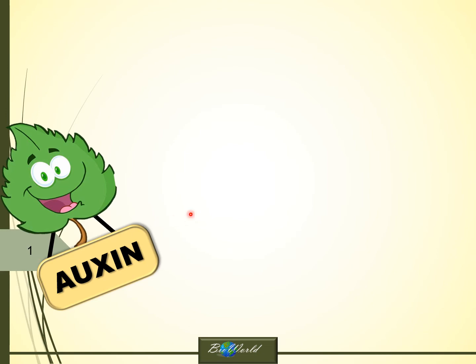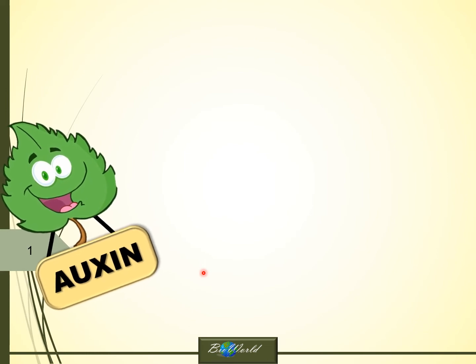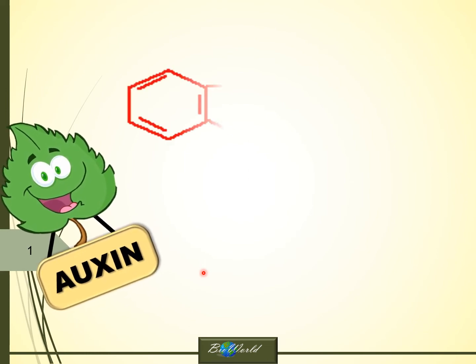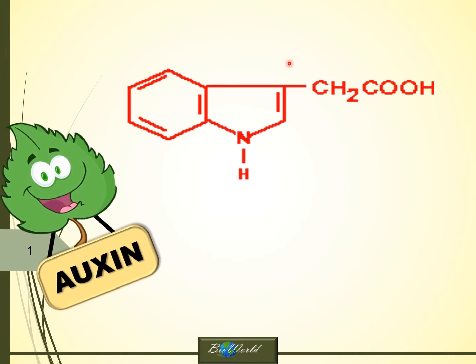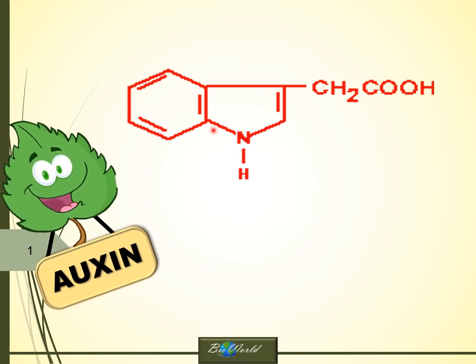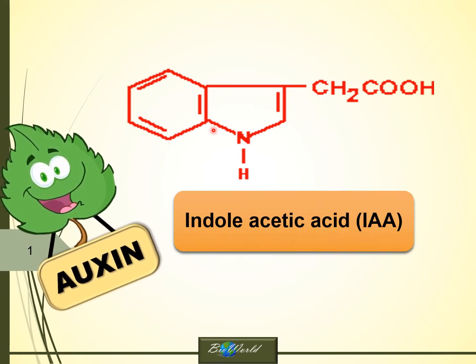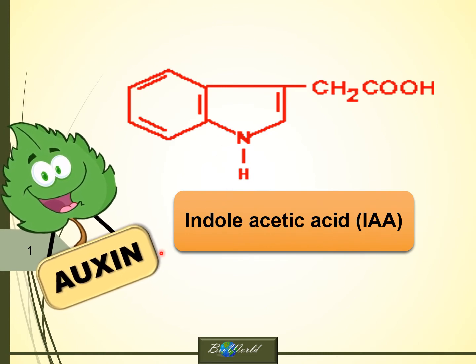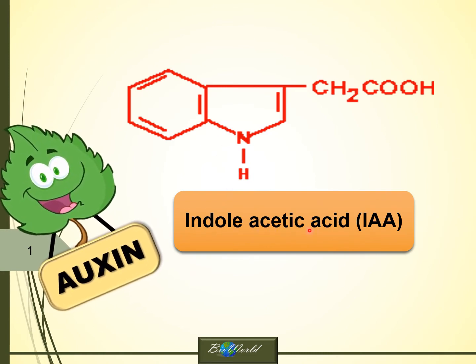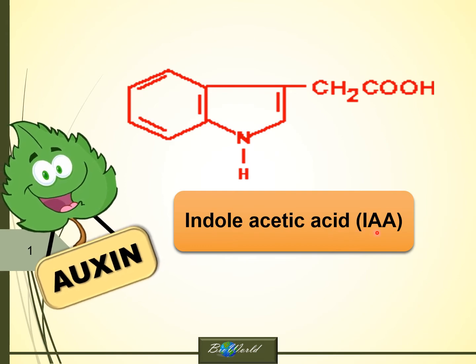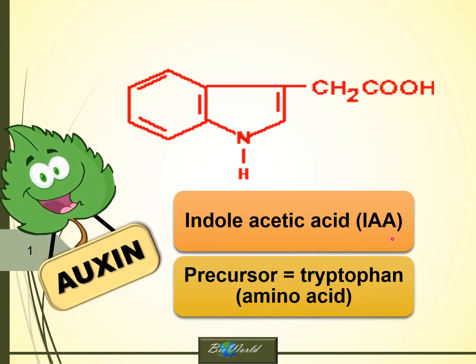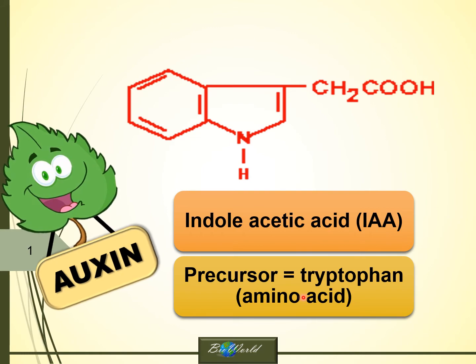In today's video, we're going to talk all about auxin. First, let's see what auxin looks like. This is the molecular structure of auxin. Don't worry, you don't have to remember this structure. I'm just introducing it. But you do have to know its scientific name. Auxin is called indole acetic acid, short form IAA. And it is made from the precursor amino acid called tryptophan.